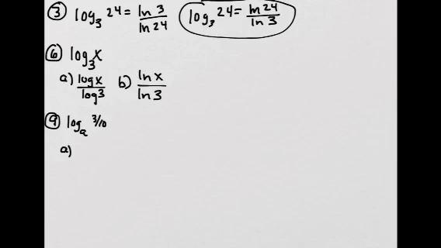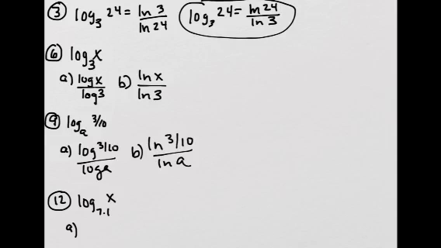Alright, so for number 9, common logs for part A. So you put log of 3/10 over log of A. And for natural logs, natural log of 3/10 over natural log of A. Number 12, log of x over log of 7.1. For B, natural log of x over natural log of 7.1.